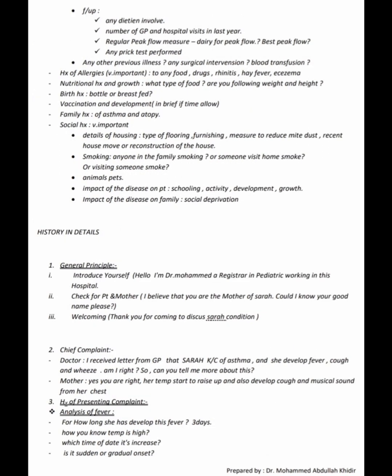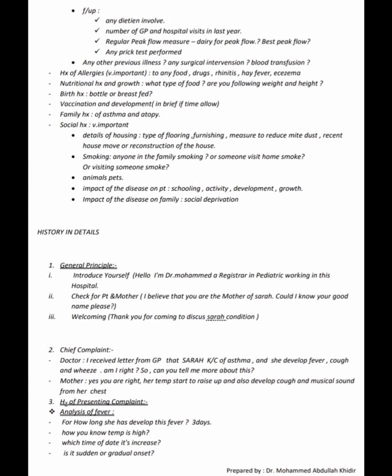Follow up. Is any dietitian involved during follow up time? Number of GP and hospital visits in the last year, regular peak flow measure, diary for peak flow, best peak flow, any prick test performed or not, any other previous illness, any surgical intervention, blood transfusion. So we will ask when the patient was admitted previously, whether it was for asthma or whether any other previous illness is present or not. We also ask for history of allergy.